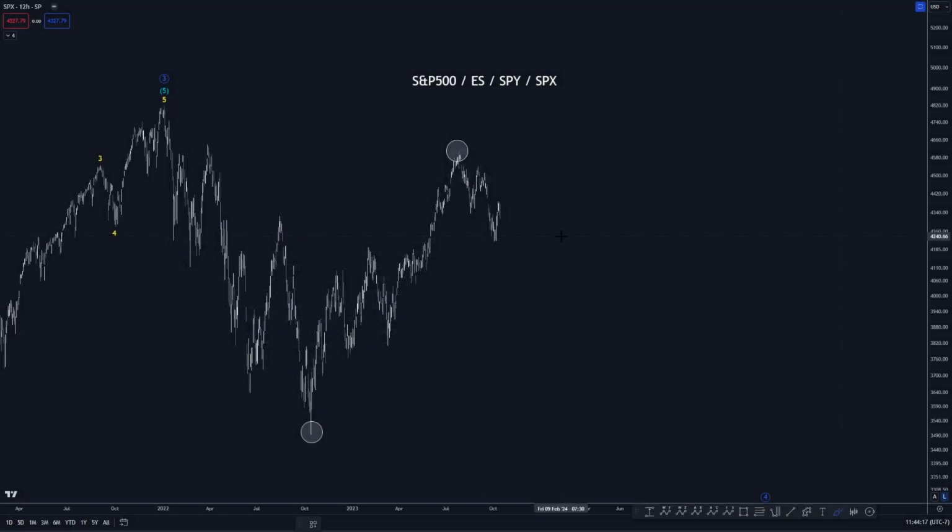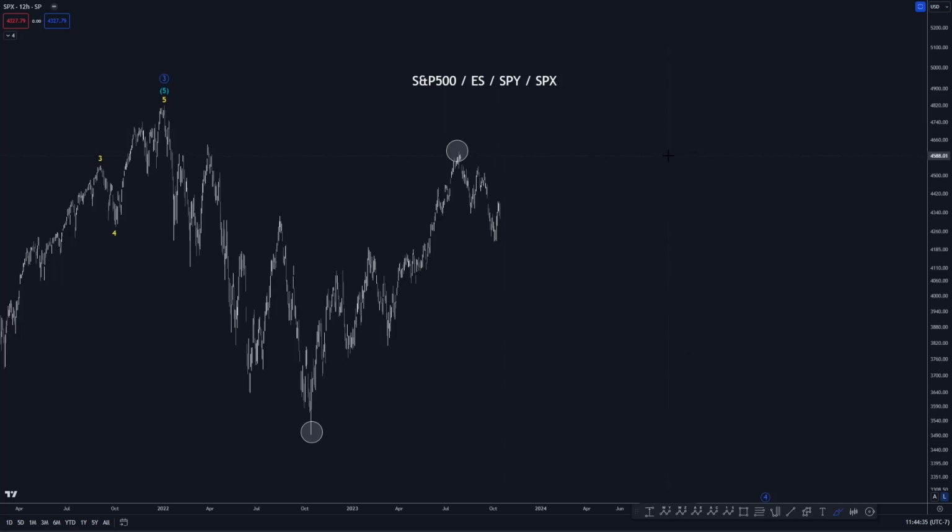Okay, so welcome back, and today we're going to take a look at the S&P 500. We're going to look at the higher time frame and then the shorter time frame, and look at where we've come and where we think we're going.